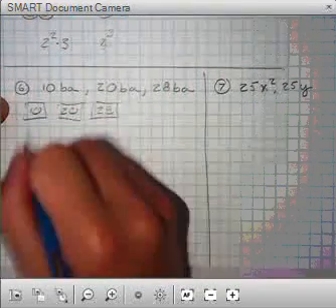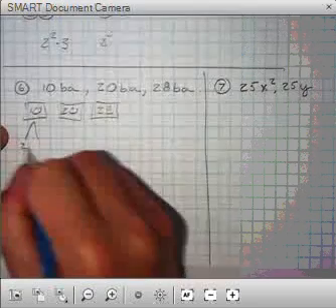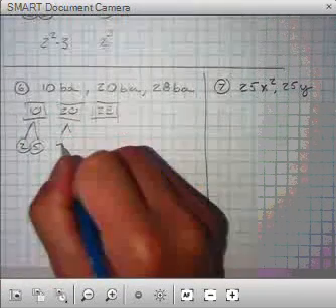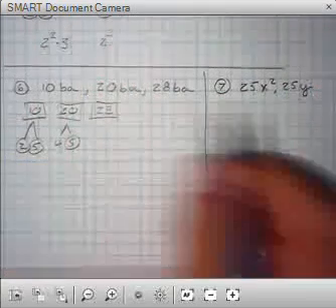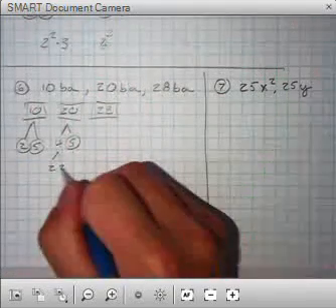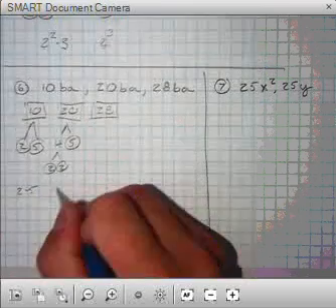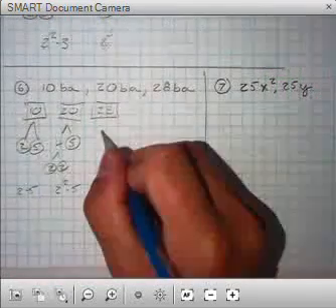Finding the prime factorization of those. 10, I can break that into 2 and 5, both prime numbers. 20, I could do 4 and 5. 5 is a prime number, 4 is not, so that's 2 and 2. So this would be 2 and a 5. This would be 2 squared times 5.